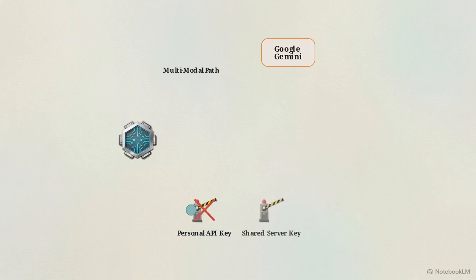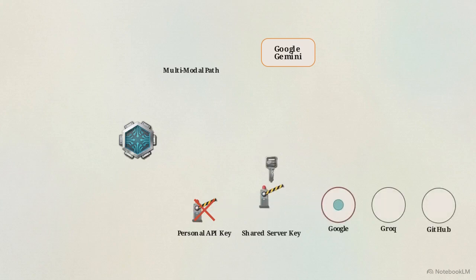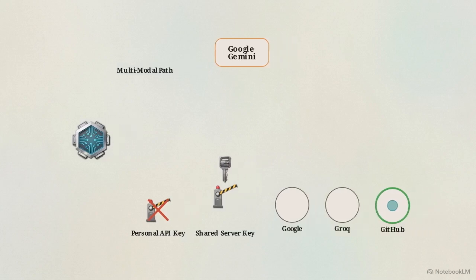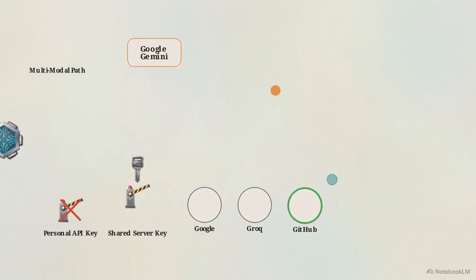To ensure your extraction doesn't fail due to a rate limit or a busy server, the system first tries your personal API key. If that fails, it immediately switches to a shared server key, rapidly cycling through language models from Google, Grok, and GitHub until a connection succeeds.